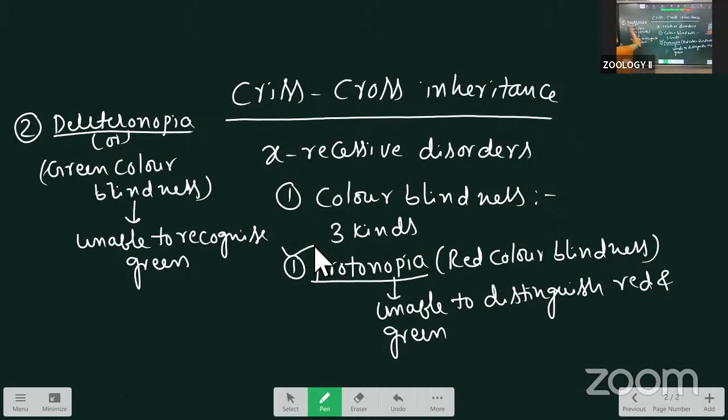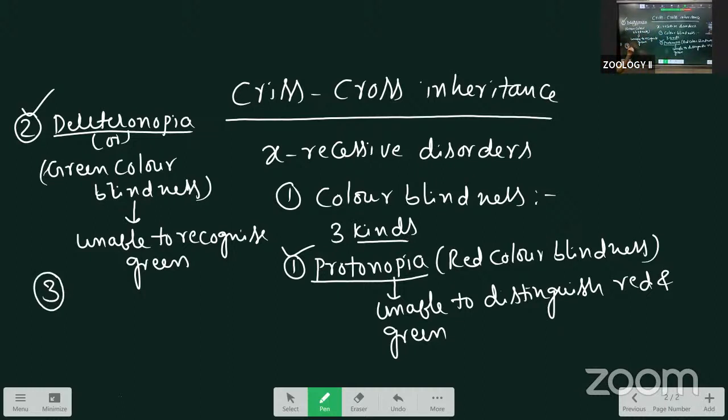Protanopia and deuteranopia, both of them are linked to X recessive inheritance. One more kind of color blindness is also there, so color blindness has three kinds. That is the autosomal recessive character, not the X recessive character. The third one I am going to discuss is the autosomal recessive character.